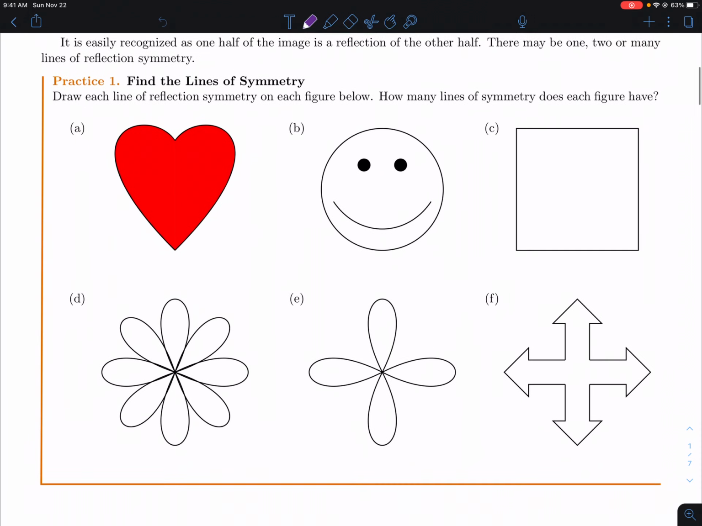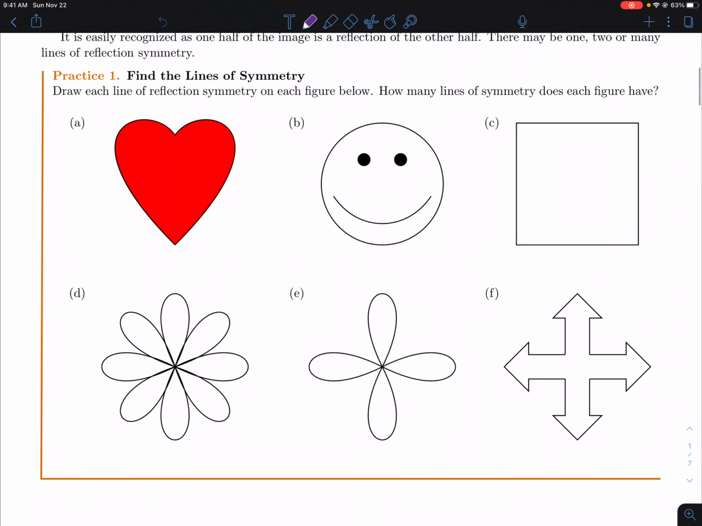Here's a practice one, having you figure out, first off, how many lines of symmetry each of these has. A figure can actually have more than one line of symmetry, which is kind of nice. Go ahead and draw in the lines of symmetry, and if there's four, draw in all four of them. At this point, pause the video, work on practice one, and when you're done, come back and we'll talk about a different type of symmetry.